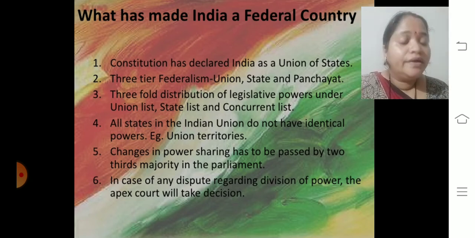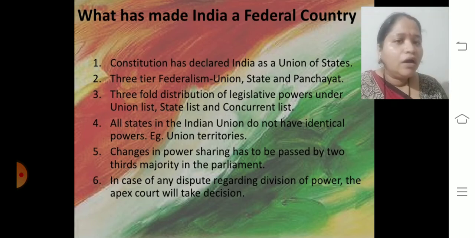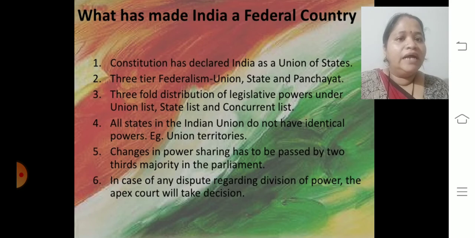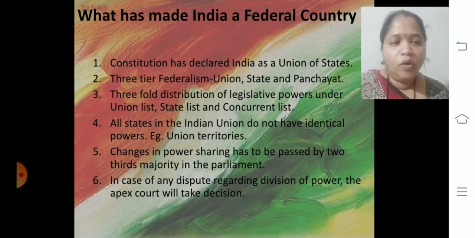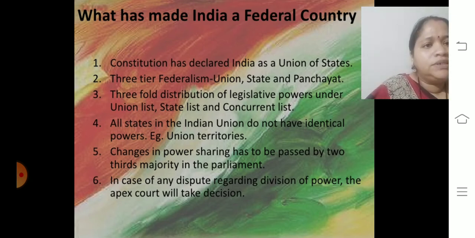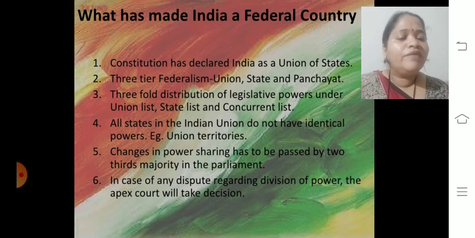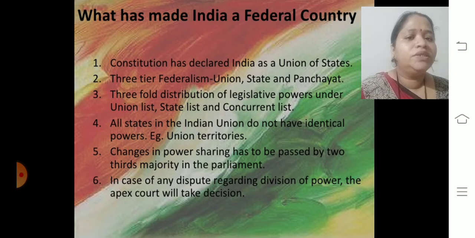Take the example of India. We come under "holding together", I told you. First, our Constitution declared India a Union of States, a group of states. We work under a three-tier federalism: Union, State and local panchayat. We distribute powers according to legislative power, a threefold distribution under the Union List, State List and Concurrent List. We will surely discuss this in the next slide.